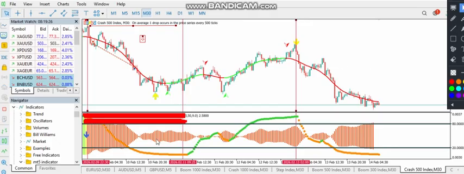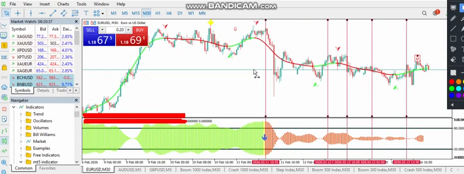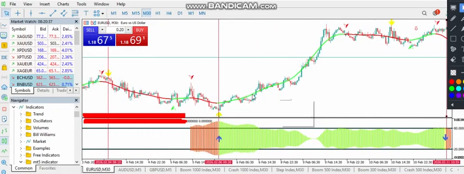You can see it works on currency pairs. This is Euro USD, and it has been so perfect, and you can see this is what we have been using, and we are making a lot of profits from it. So you can get it. So that is how this particular indicator works.